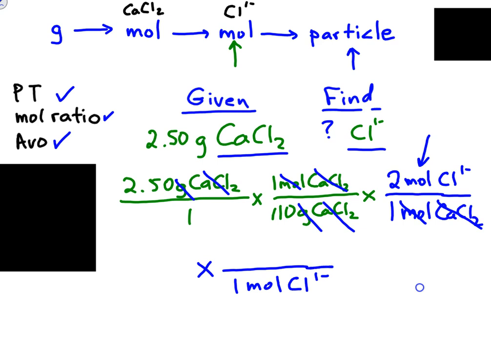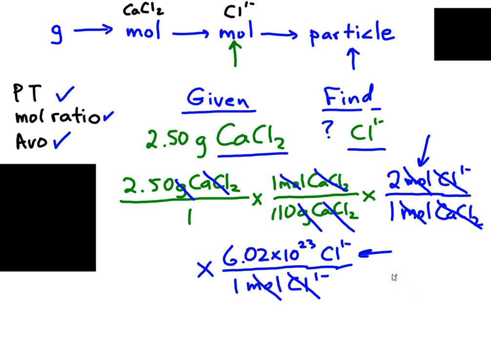1 minus. And what has to be on the top? 6.02. Yep. Times 10 to the 23rd chloride ions. Okay? And now it's just a matter of doing the numbers. We got to cancel. So we're going to cancel this mole of chloride ions with this mole of chloride ions. And now, up here, we have no unit of measure, so it's just the chloride particles. That's how we know it's particles.